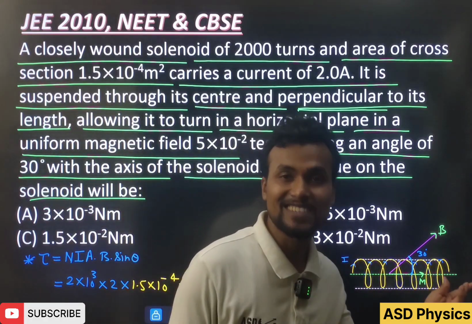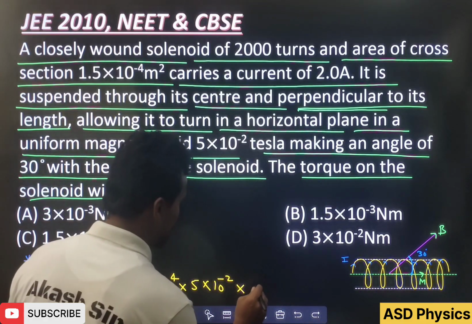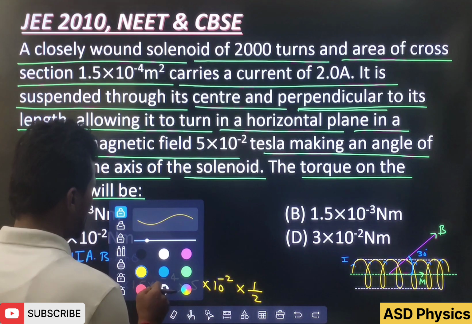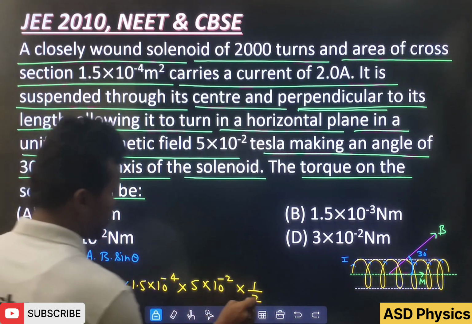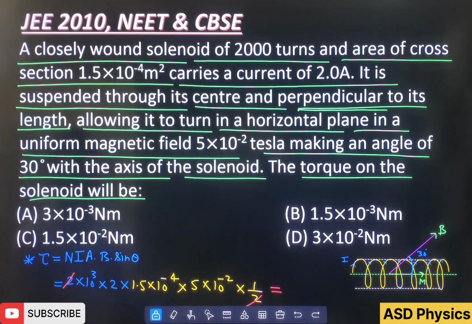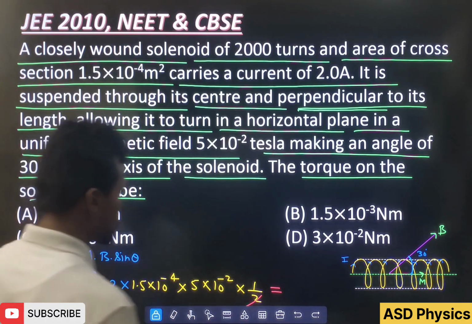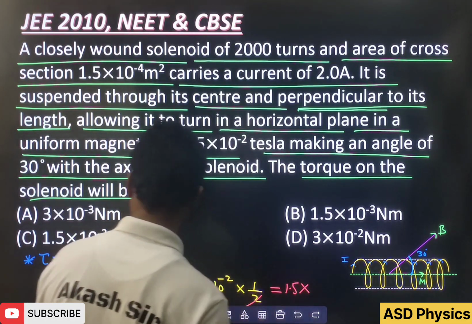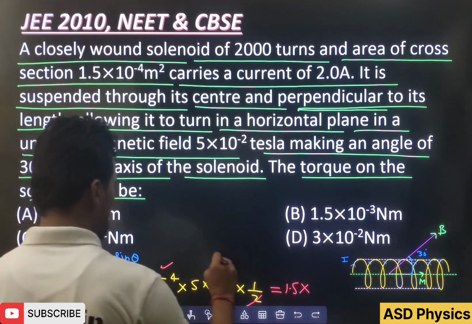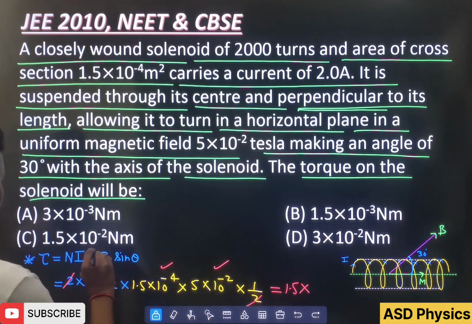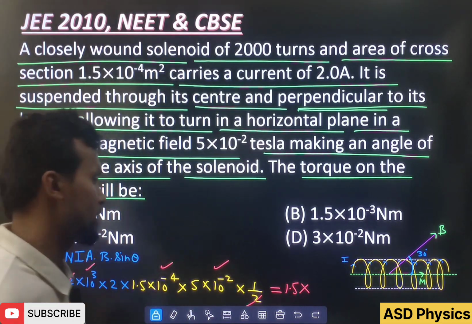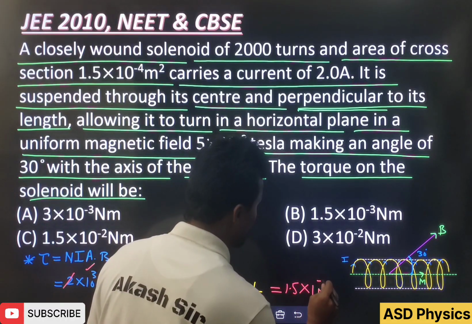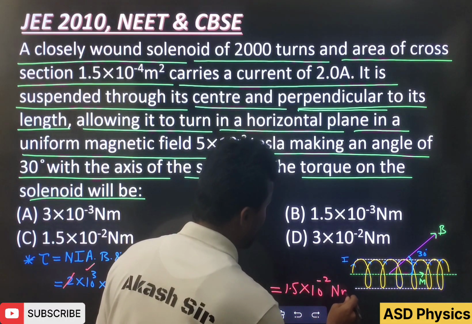And theta, how much here? Theta is 30 degree. So sin 30 will come 1 by 2. Now just cancel the things. What can be cancelled? This 2 and this 2 are cancelled, and after that you can see 5 into 2 is 10, and here 1.5, and for the powers, minus 4 minus 2 minus 6, plus 3 is minus 3, and 5 into 2 gives one more 0. So here you can write 1.5 into 10 to the power minus 2 Newton meter.